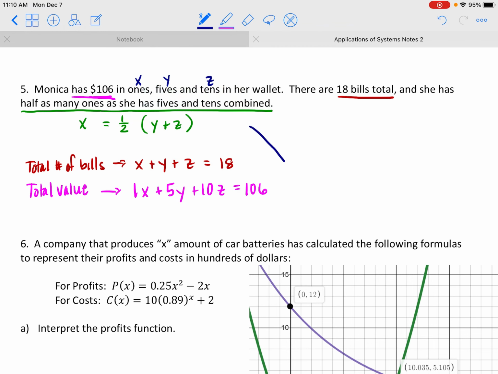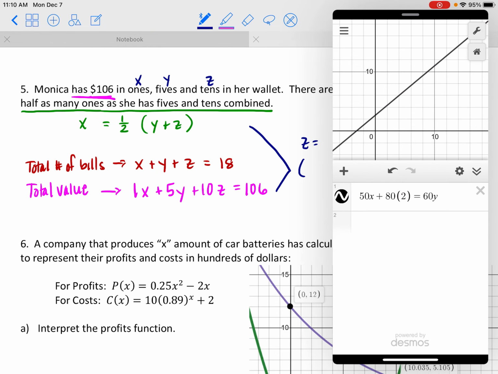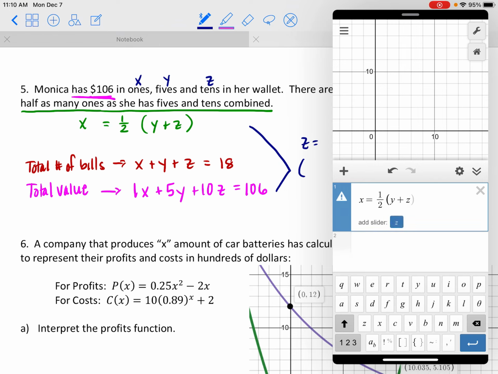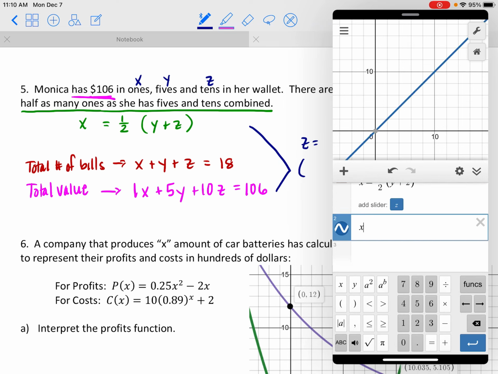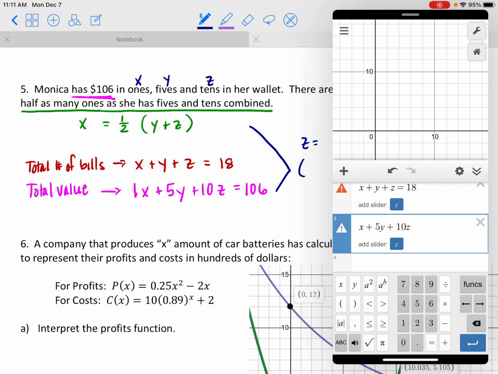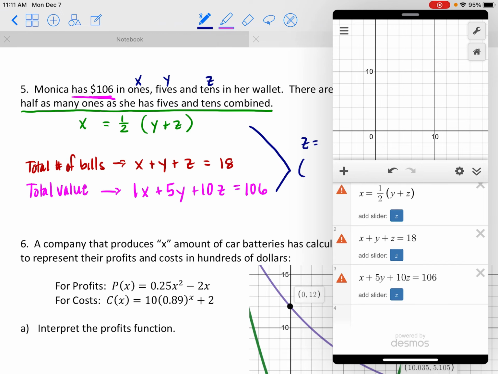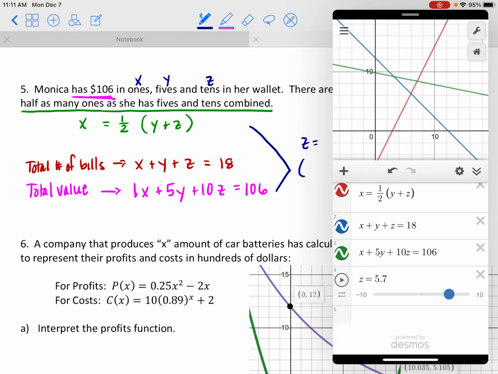And again, I'm going to go to Desmos. So Desmos, remember we're going to put in the slider z, and we're going to look for the intersection for all 3 graphs. So let's do this. We have x equal to 1/2 the quantity of y and z together, and we have x and y and z equal to 18 bills, and then we have $1 for every x, $5 for every y, $10 for every z, equal to $106 altogether. And after I have all 3 equations in there, I'm going to add that slider z in, and I'm going to move it around until I get all of those to intersect.